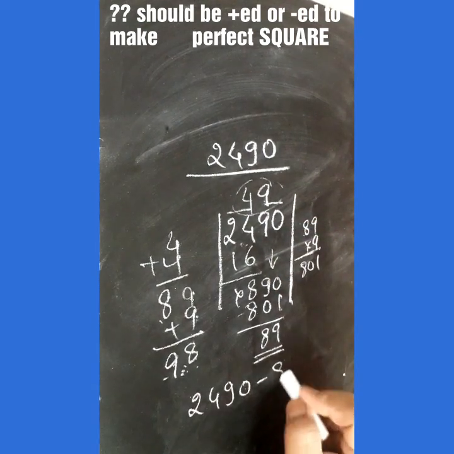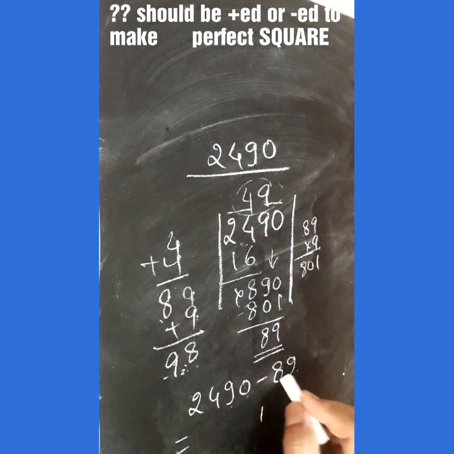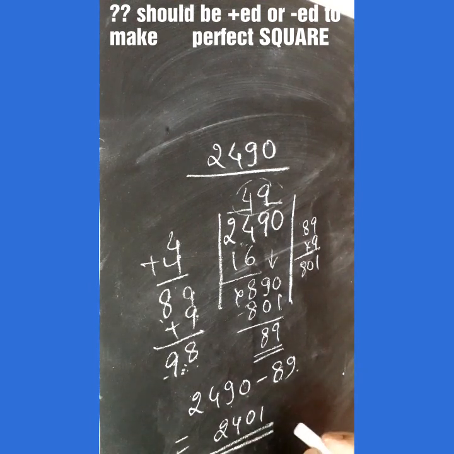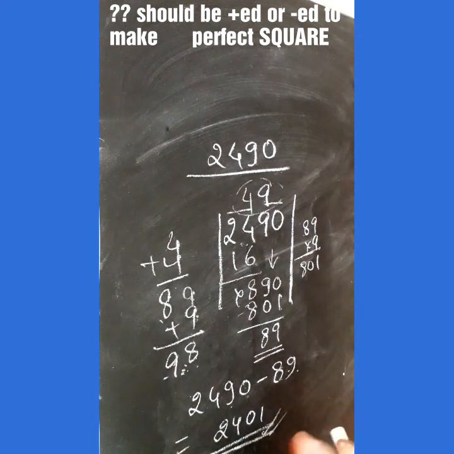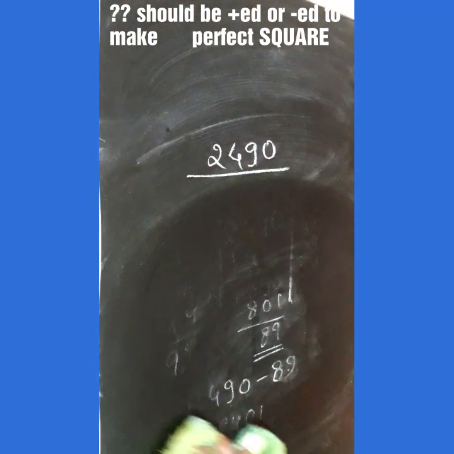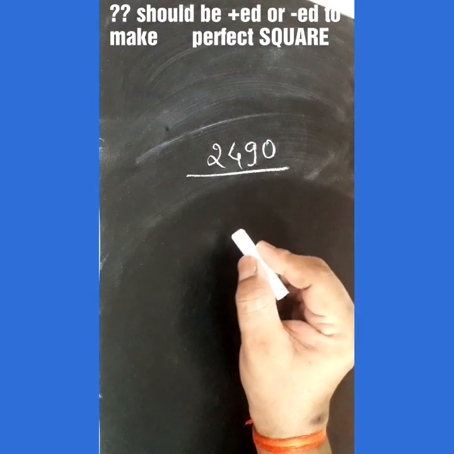2490 minus 89, we are getting 10 minus 9, 1. 8 minus 8, 0. It means we are getting 2401. This is the perfect square obtained by subtracting this. We can check whether it is a perfect square or not by finding its square root. Now we are going to see what should be added to this number, that is, what should be added to this to make it a perfect square.